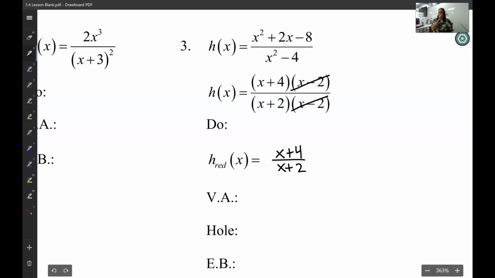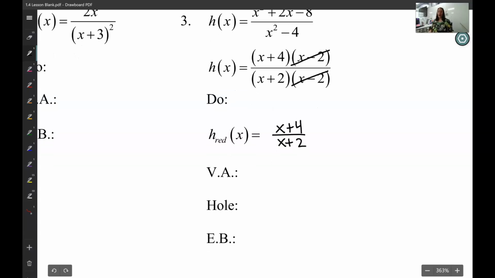this. Now, from that reducing, I know I've got a hole. I know what needs to go in the hole because it's whatever makes that 0. So if I plug a 2 in, then the factor is 0. To find out what goes here, I'm going to plug 2 into my reduced version. So I have 2 plus 4 and 2 plus 2, which you can simplify if you want to. That would be 6 over 4, or 3/2.